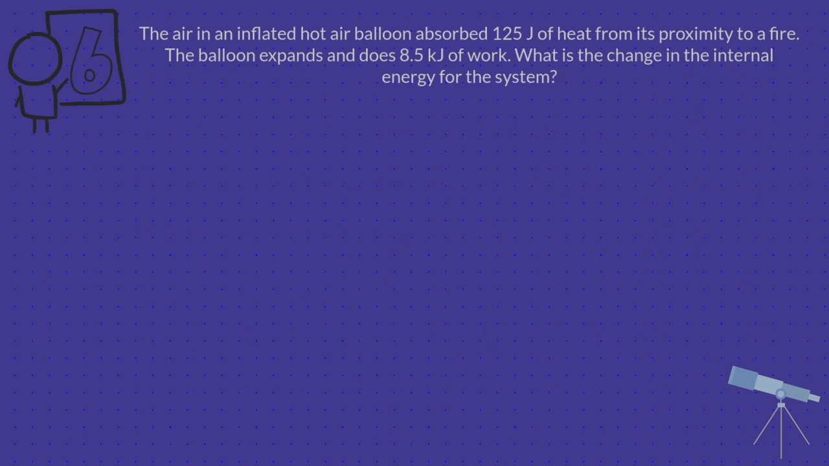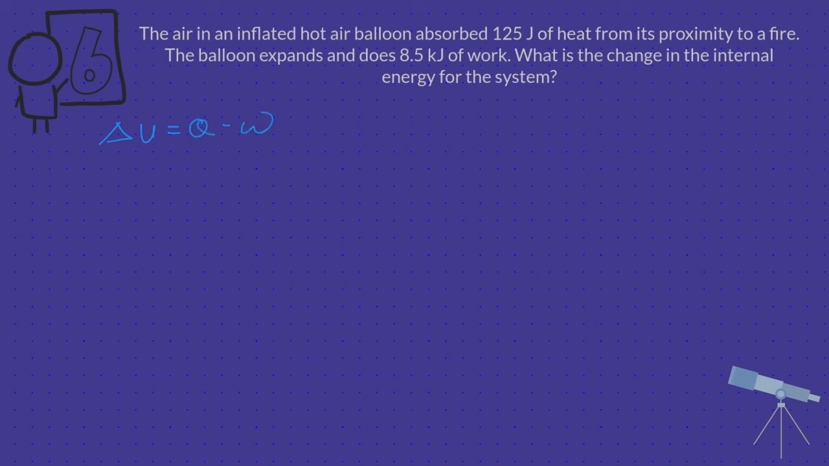Right, now we are at question number 6. The air in an inflated hot air balloon absorbs 125 joule of heat from its proximity to a fire. The balloon expands and does 8.5 kilojoule of work. What is the change in the internal energy for the system? We are going to use the same drill because you were asked to calculate the change in internal energy. So the change in internal energy, delta U, is equivalent to Q minus W.